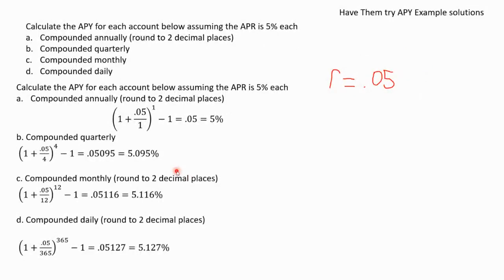Okay? And then from here, we get 0.05, which is just 5%. That's when you have it annually. Your N there is 1. For quarterly, well, in that case, N is 4. It's 4 times a year. So we get N to be 4.